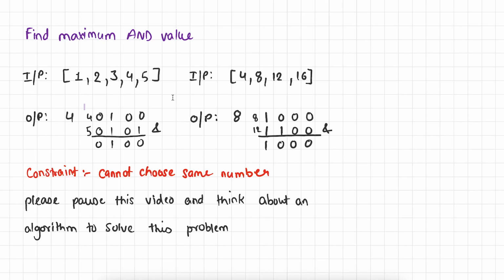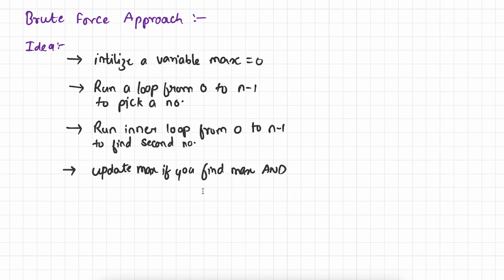So let's pause this video and think about an algorithm to solve this problem. I hope you would have written at least a basic program to find a pair of two numbers such that when we take the bitwise AND of the two numbers we get the maximum number. If not, that's okay. Let's have a look at the brute force approach to solve this problem.